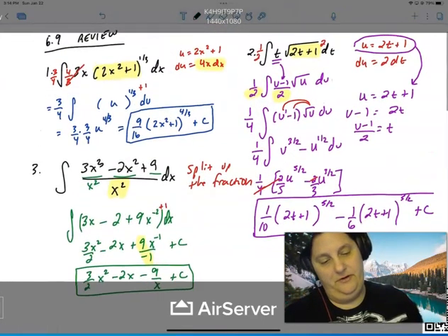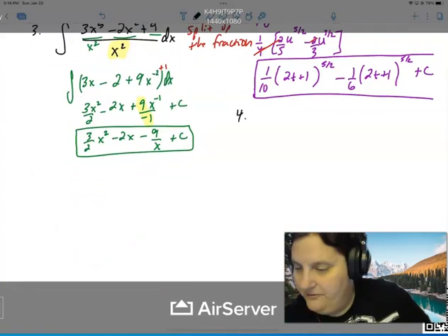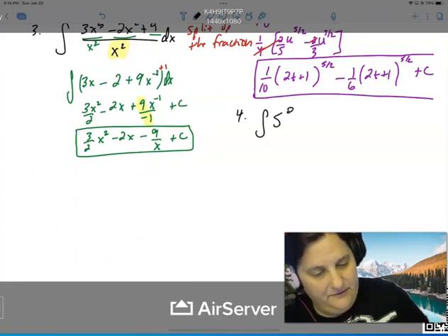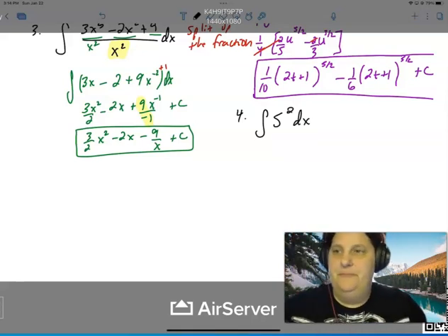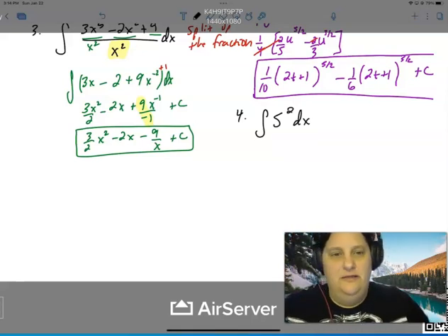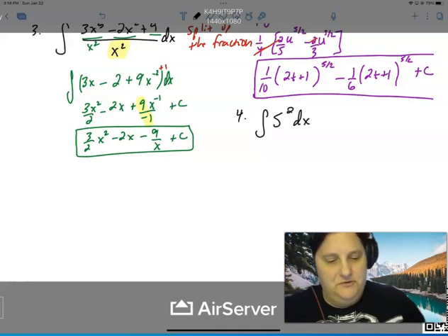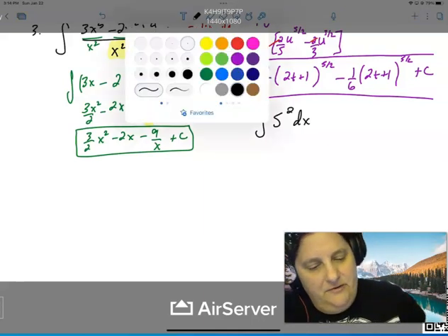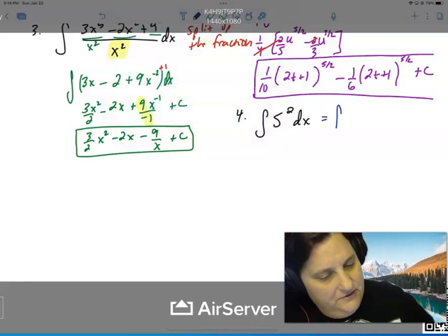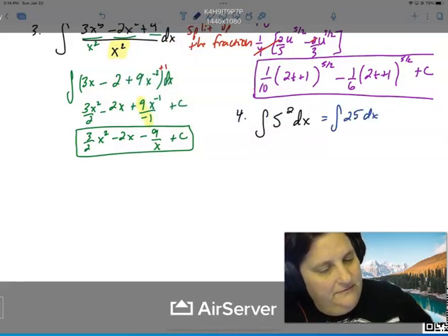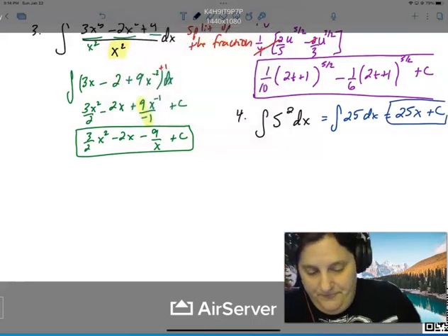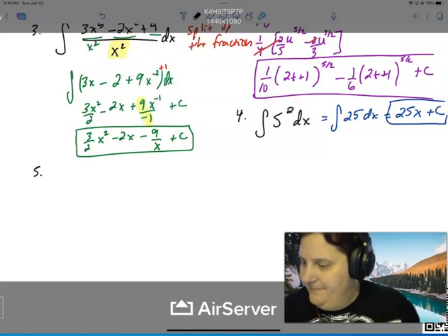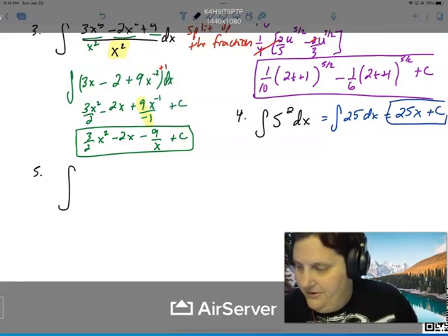Okay, perfect. Let's see if I can get number 4 right here. Oh yeah, this is a fun one. Okay, guys, what's 5 squared? That's just a constant, right? 5 squared is 25. And so if I integrate this, what's the integral of 25? It's just 25x. Okay, so I feel like that was just kind of making sure we were paying attention here. All right, nice. Here we go.